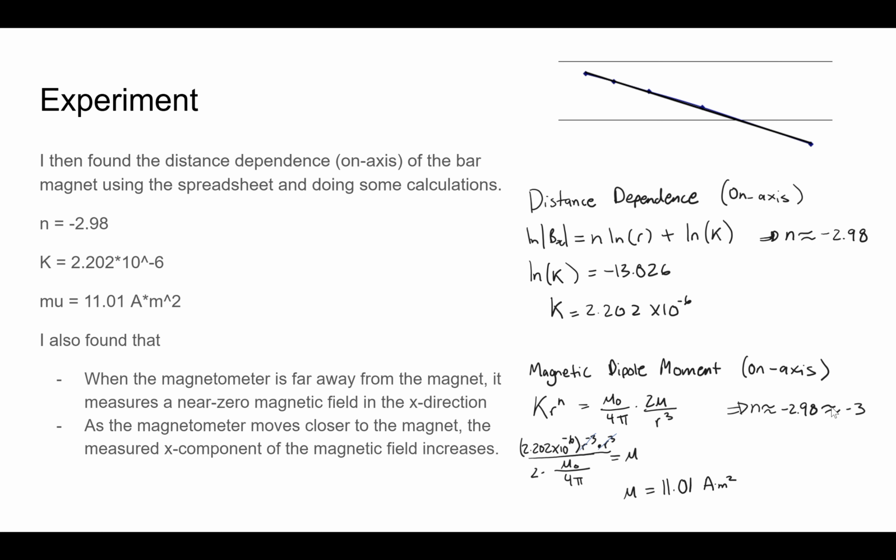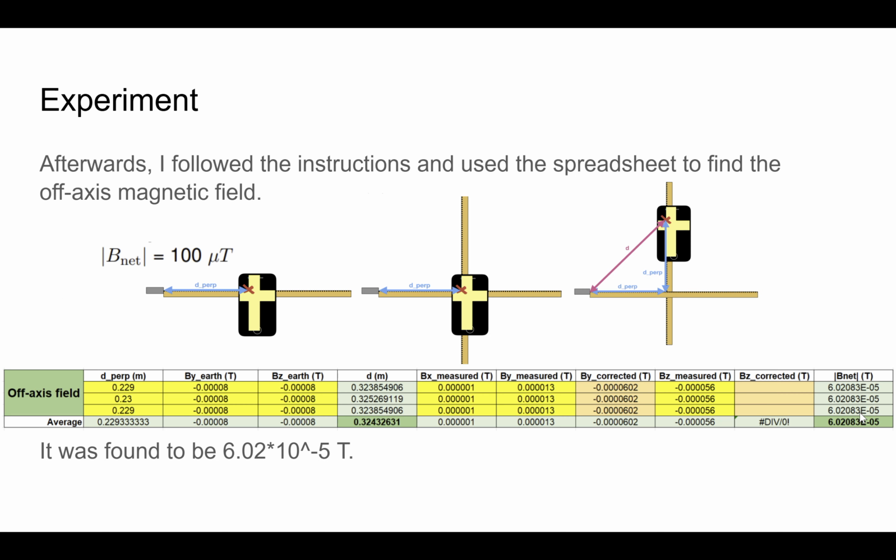So in the experiment, I then found the distance dependence on axis of the bar magnet using the spreadsheet and doing some calculations. You can see my calculations on the right, and you can see what the graph looks like from the spreadsheet above. So as I said earlier, N was negative 2.98, K is 2.202 times 10 to the negative 6, and mu is 11.01. I found that when the magnetometer is far away from the magnet, it measures a near zero magnetic field in the x direction. And as the magnetometer moves closer to the magnet, the measured x component of the magnetic field increases.